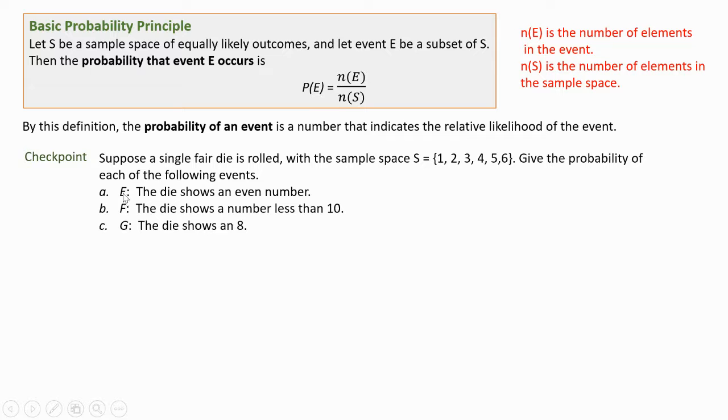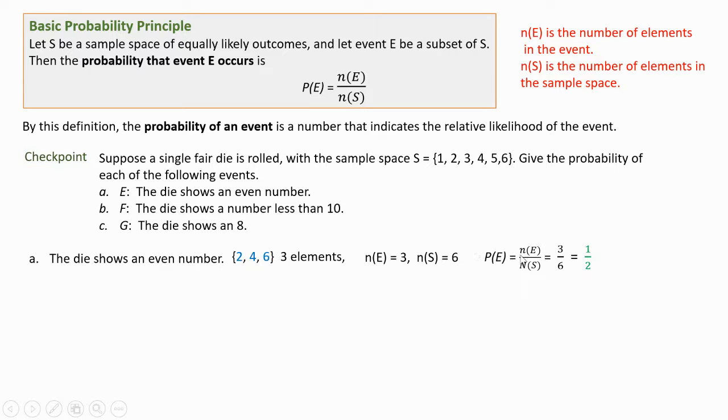For A, they're going to call it event E. For B, they're going to call it event F. And for C, they're going to call it event G. So for A, it's event E. It's saying the die shows an even number. Okay? So for the probability of E, for it to show an even number, it's going to be 2, 4, and 6, right? So it's 3 elements. N of E is 3, and N of S is 6.